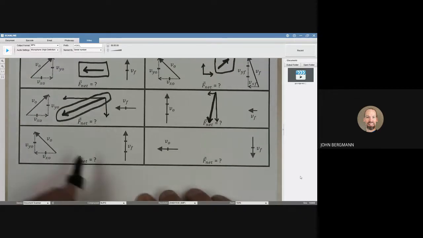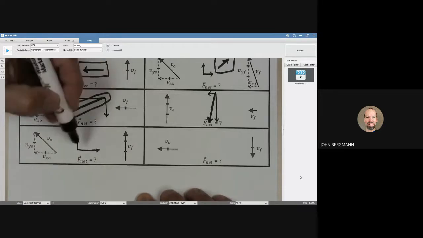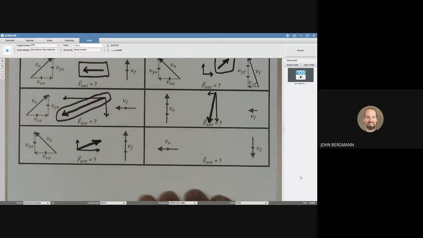A couple more. What happens to the x velocity? It disappears. So our net force must have acted that way. What happened to our y velocity? It increased a bit, didn't it? Which means the net force must have acted a little bit like that. So I'm thinking that our overall net force might look kind of like that.